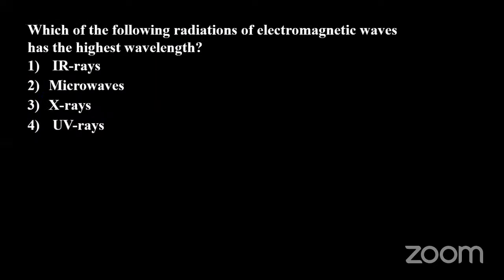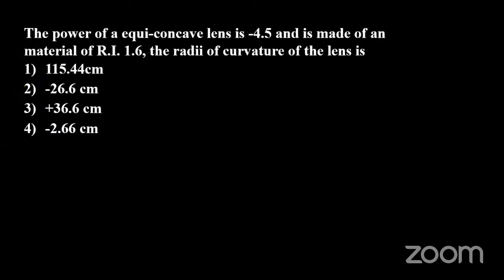Next one. Which of the following radiations of electromagnetic wave has the highest wavelength? If they ask which has the larger wavelength, obviously it is microwaves. The power of an equiconvex lens is minus 0.45, made up of a material of refractive index 1.56.